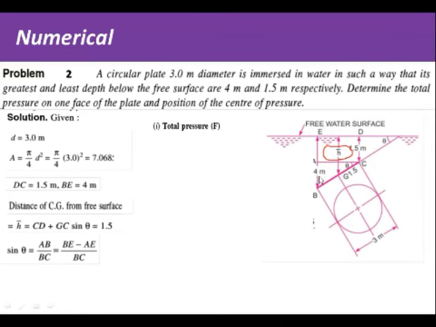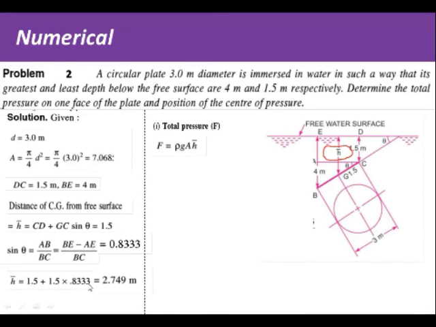Okay, हमने देखा था अभी. Okay, so it is 2.5 divided by 3, and that also equals to BC minus AE, BE minus AE. Okay, ये हमने minus किया था 4 minus 1.5, so 2.5 आया था. Okay, so it comes out to be 0.833. Then H bar is 1.5 plus 1.5 into sin theta का value हमने put किया था. So it is 2.749. Total pressure force F equals to rho G A H bar.